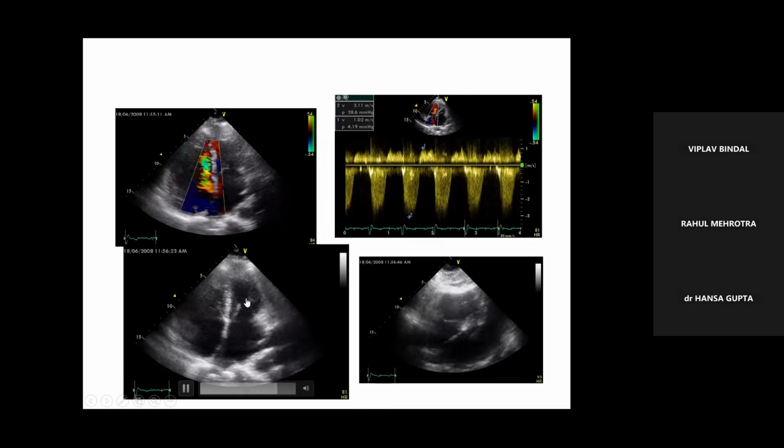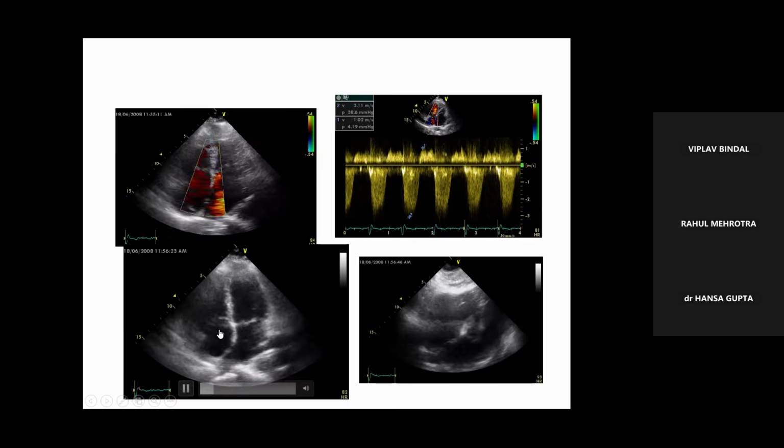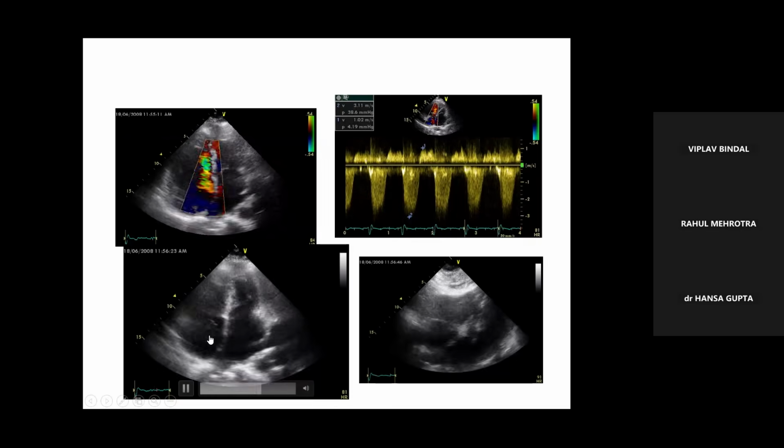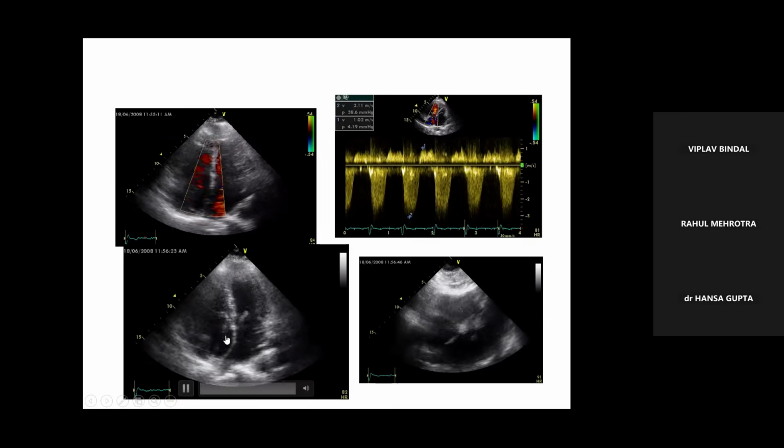This is without any colors. Now you can see the RA is dilated, the RV is dilated, the interatrial septum is bulging towards the left-hand side, and this is a Chiari network, nothing abnormal as far as the structure is concerned. And this tells you that RA pressure is more than LA pressure.